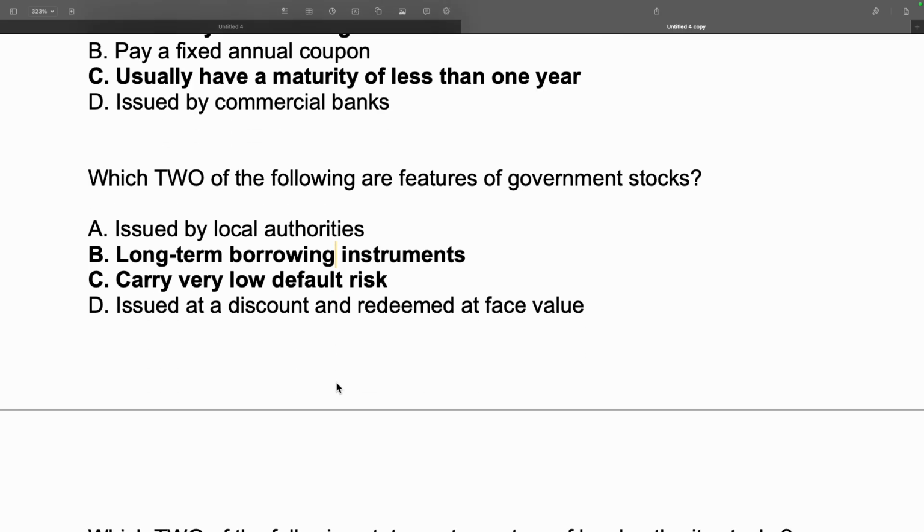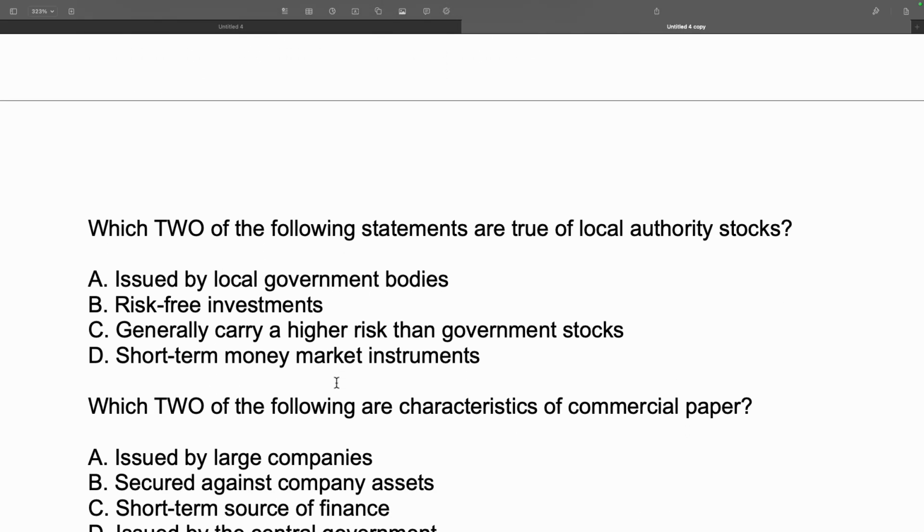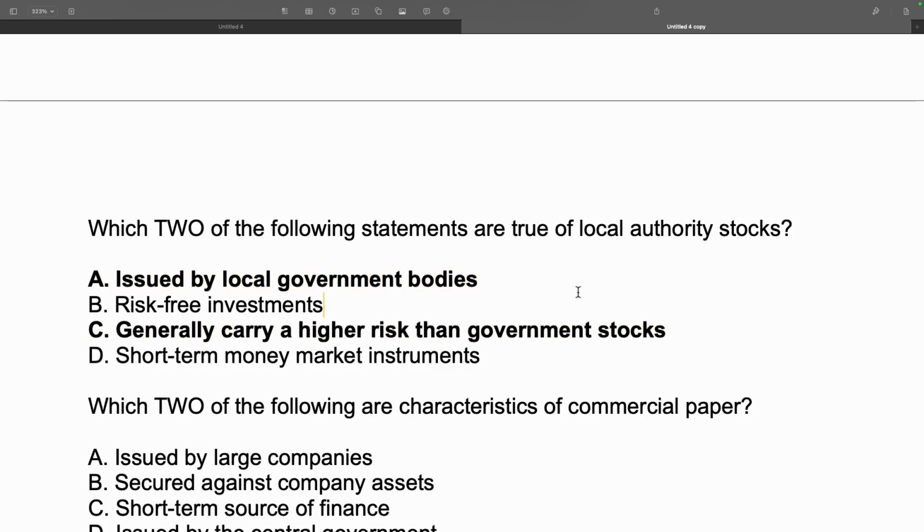No, not likely. Next, which two of the following statements are true about local authority stocks? So when you say local authority stocks, A, issued by government. Okay, it's not risk free. Generally carry higher risk than government stock. So that's correct also.